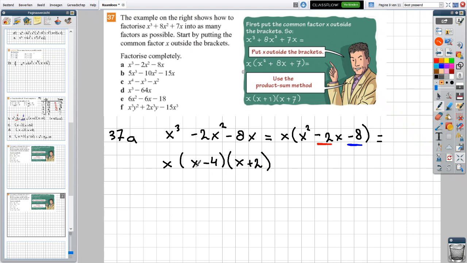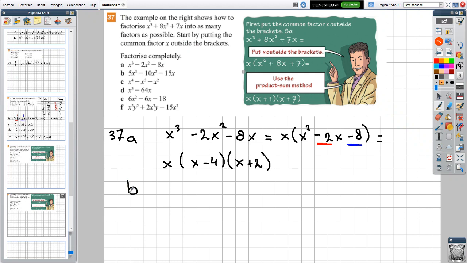Why in this order? Well, remember I could also say x plus 2 and x minus 4. But I choose minus 4 and plus 2 because minus 4 times 2 is minus 8, and minus 4 plus 2 is minus 2. Remember, it should be minus here. So that's why I use minus 4 and 2, and not, for example, minus 2 and 4. Okay? And that's what you have to do. So you have to combine your knowledge of both factorizing methods.